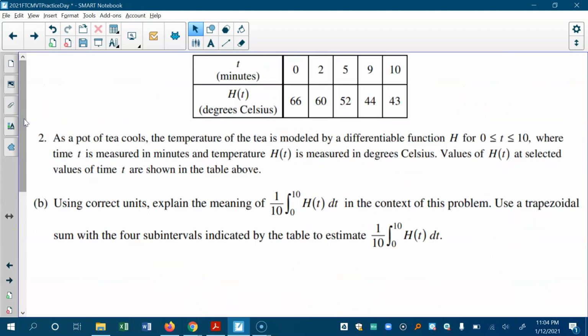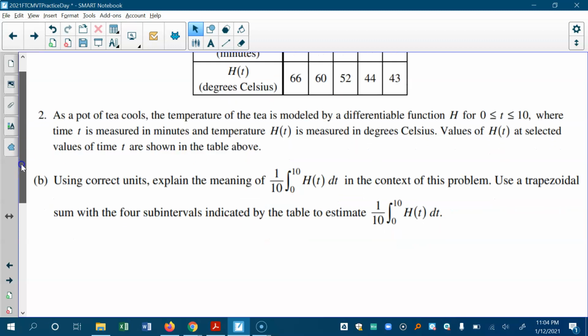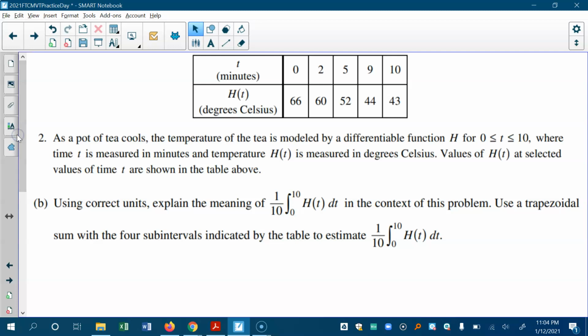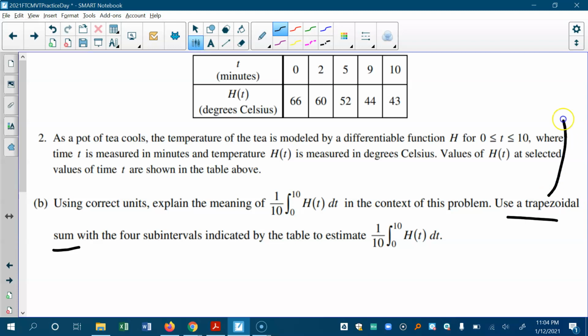Number 2b. Using correct units, explain the meaning of 1/10 times the integral from 0 to 10 of h of t. Use a trapezoidal sum. We have not gone over this word trapezoidal before. By the way, this is the same problem, just different parts, 4 parts usually. It says use a trapezoidal sum. We're going to do this in the coming weeks.